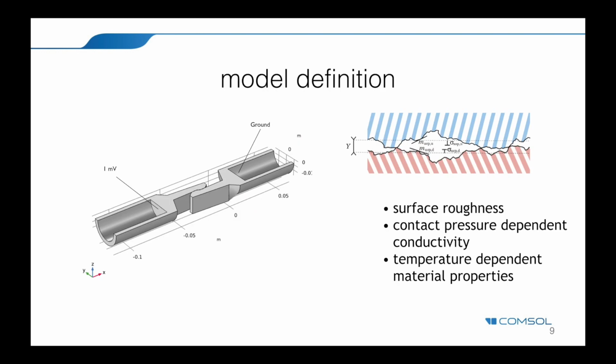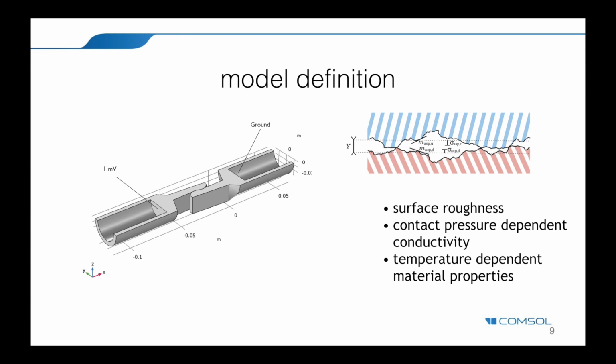Here you can see today's model definition. We will use two copper pieces, bound together, so they are in physical contact. They are initially in an overlaid position, so it will give us an initial contact pressure between the contact surfaces, which has an effect on the thermal conductivity and electrical conductivity between the two pieces.